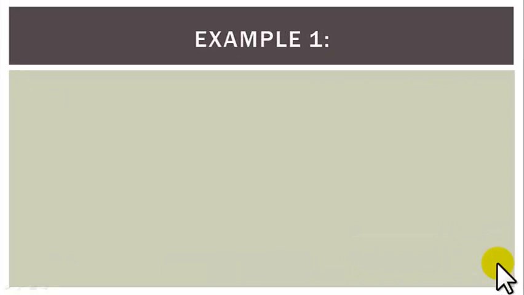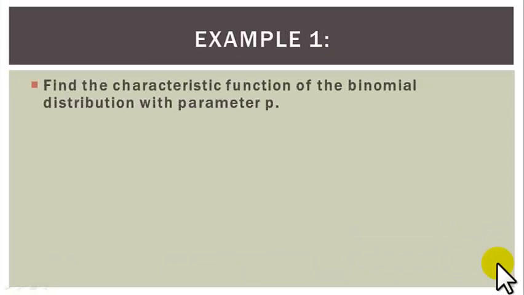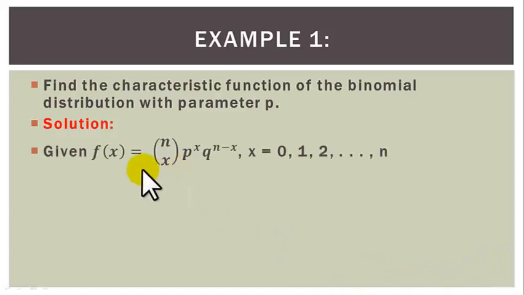Example 1. Find the characteristic function of the binomial distribution with parameter p. Solution. We recall that the probability function of a binomial random variable x is given by f of x is equal to n combination x times p to power x times q to power n minus x, where x takes values from 0, 1, 2 to n.